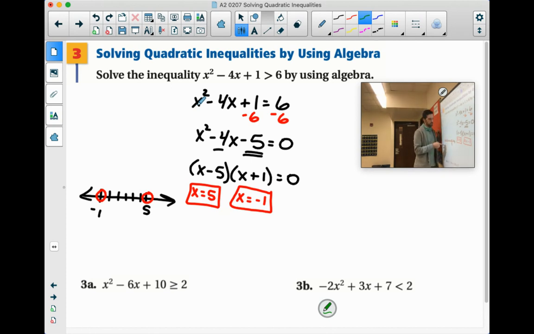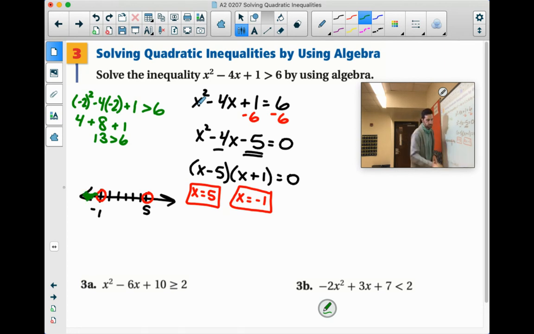Great. Let's try negative 2. And we're going to sub it into the original inequality. Negative 2 squared is 4. Negative 4 times negative 2 is 8. 4 plus 8 is 12, plus 1 is 13. 13 is greater than 6. Fantastic. So that side of negative 1 would be included.